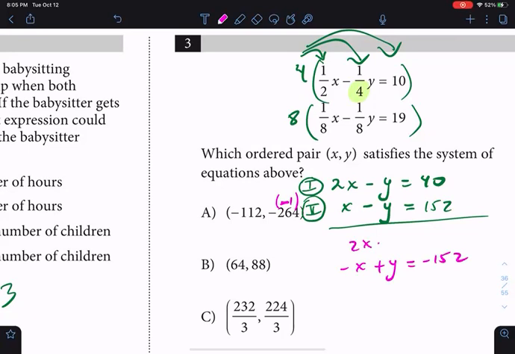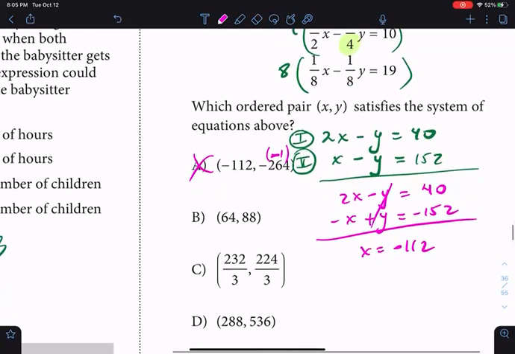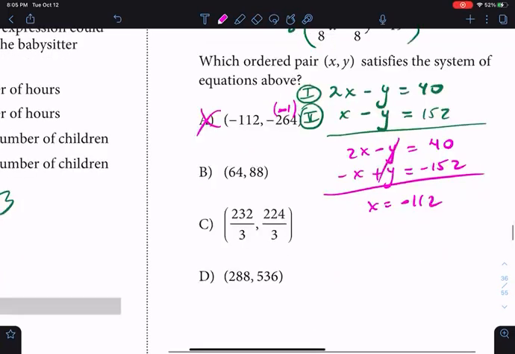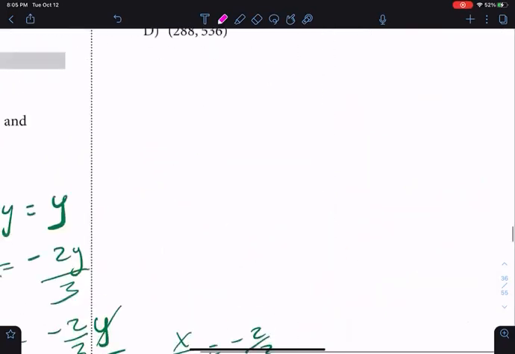And this is 2x minus y, this stays fixed, right? 40. And then this cancels, so you get x equals negative 112, and you can see what the answer is right away, because you don't need to solve for the other one. That's the only one that has negative 112, so that's the answer.